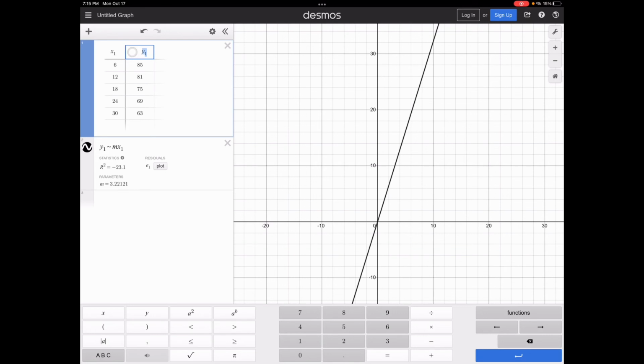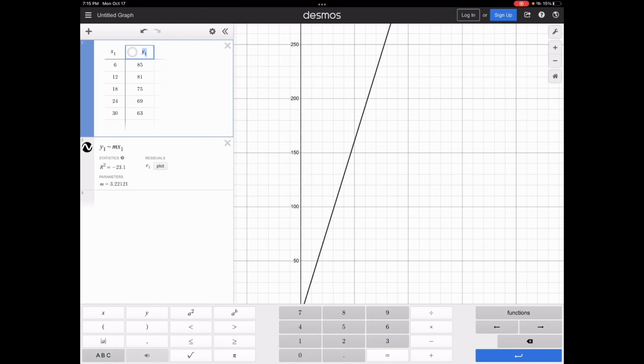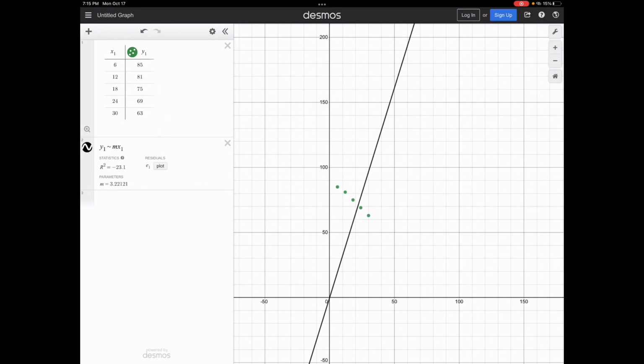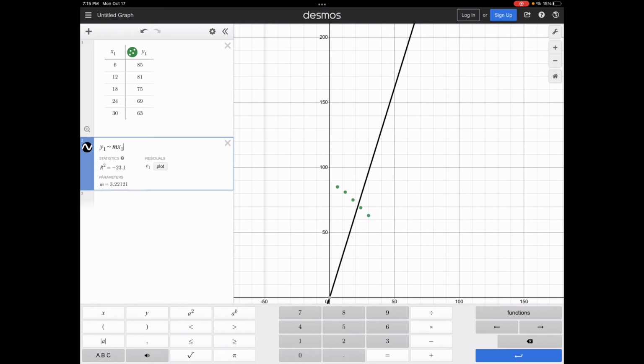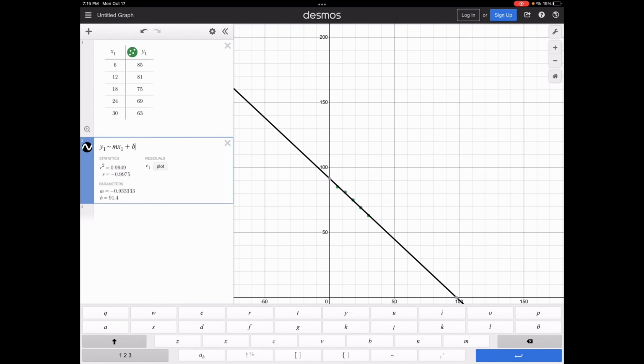But I'm not seeing the data points, and I think it's because I'm not zoomed out enough. Let's turn them on. There they are. Interesting, that line definitely does not go through our points. So let me check the video that I watched on how to do this again. Pause the video now while I figure. Okay, so all I left out was the plus b. And now it goes through. Awesome. And this is just like on your calculator. You have the m, which is negative 0.93 repeating, and you have the b, 91.4.